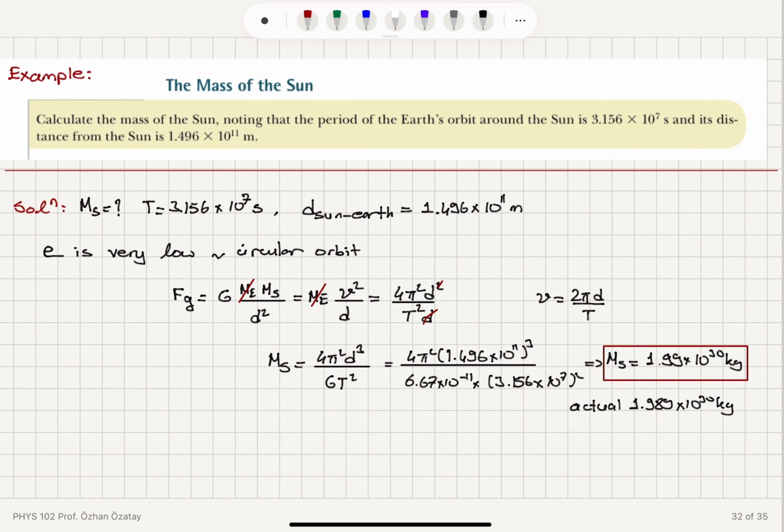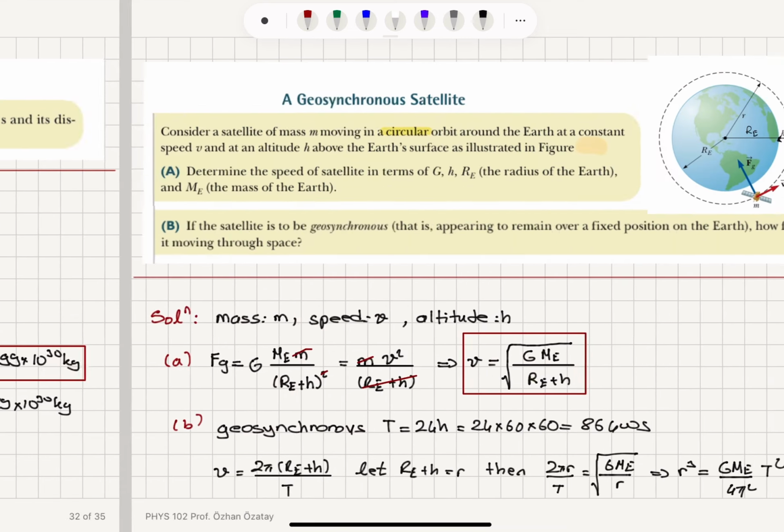And we looked at two examples, basically examples that show the application of Kepler's third law. We looked at the Sun-Earth system, and by knowing the period of the orbit and distance from the Sun, we can calculate the mass of the Sun. We see that the answer we get is a little bit different from the actual value, but this difference can be attributed to the fact that it is not an actual circular orbit, but an elliptical orbit.